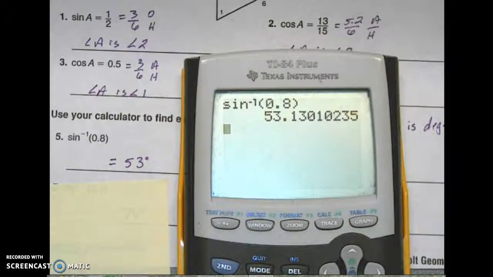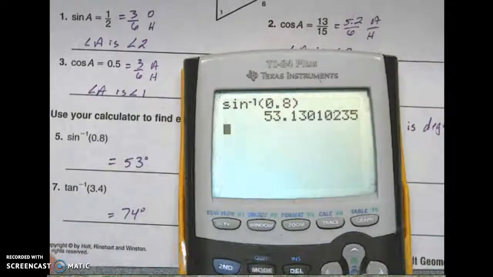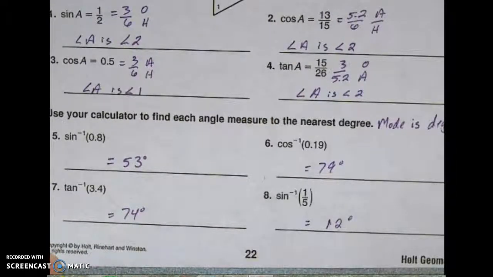In the same way, you should have gotten your other answers. Double check. If you did not get those answers, then either your mode isn't in degrees or you weren't taking the inverse of the correct trig function.